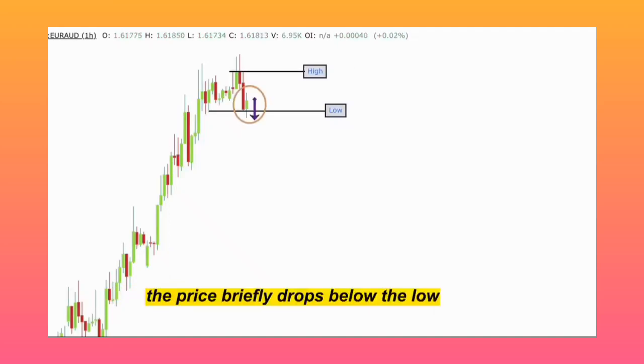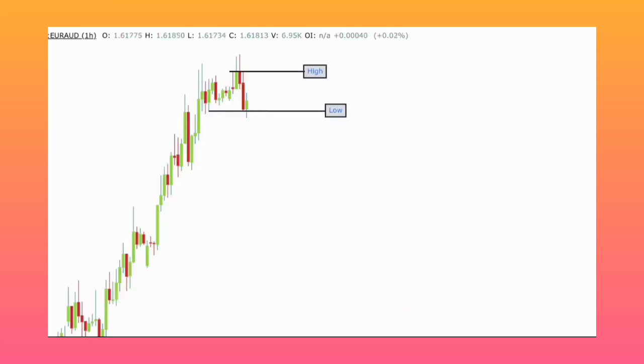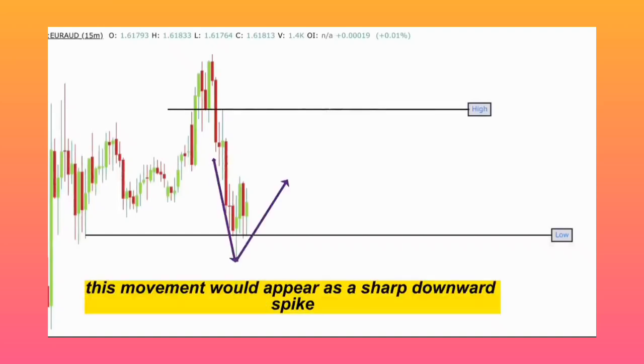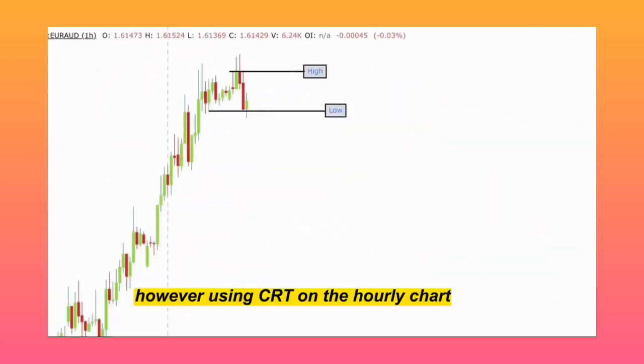The price briefly drops below the low and forms a lower wick before closing back inside the range. This wick represents smart money's attempt to grab liquidity from stop losses placed below the support level. On a lower time frame, like the 15-minute chart, this movement would appear as a sharp downward spike, triggering retail traders to sell. However, using CRT on the hourly chart, we can identify this as a liquidity grab.